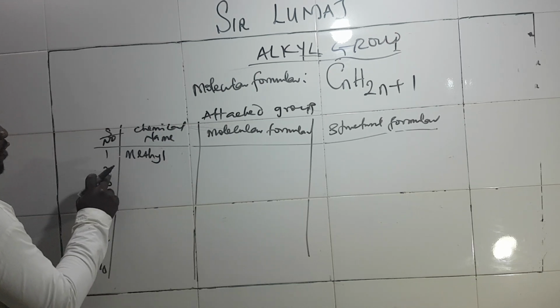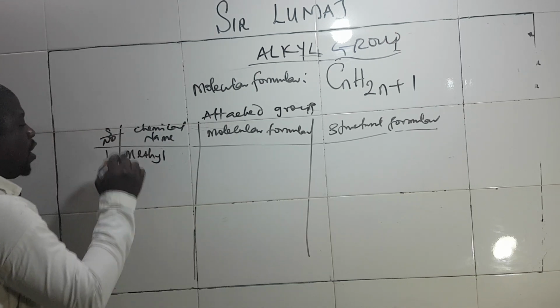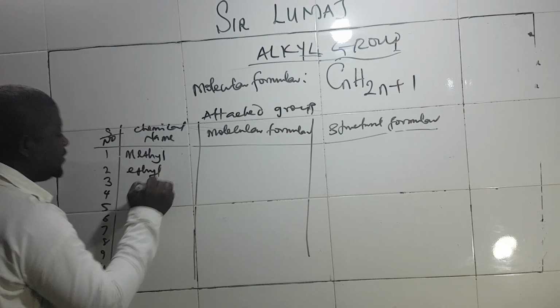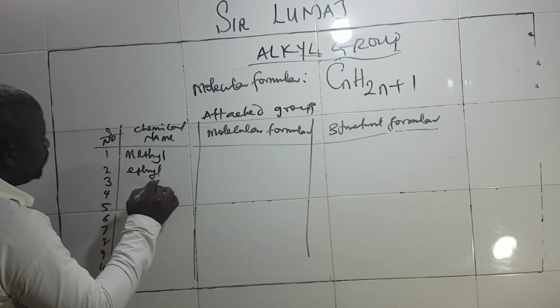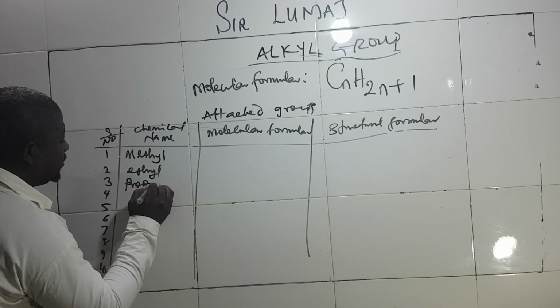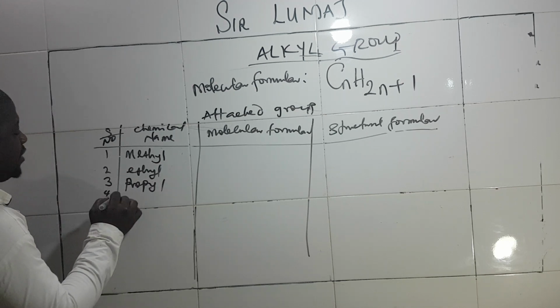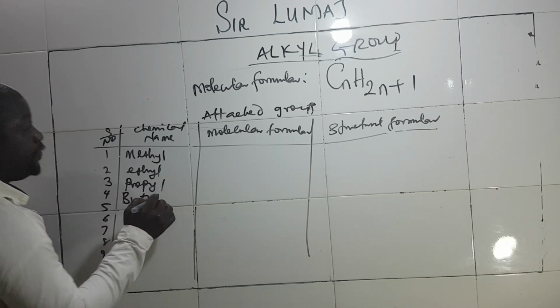For the next one, we are going to have ethyl. Instead of propane, we are going to have propyl. Instead of butane, we are going to have butyl. You can fill in the rest.